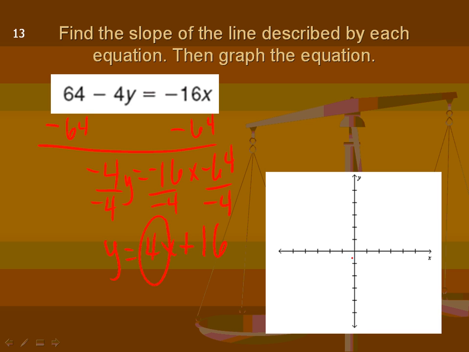I need to start my graph at 16. I think I'm going to go up by 4s. So this is 4, 8, 12, 16. And then I need to go down 4 and over 1. So these I'm going to go up by 1s. Down 4 and over 1, down 4 and over 1. And I just went the wrong way. Up 4 to the right 1, so it'd be down 4 to the left 1, down 4 to the left 1. So the line is going to go that way.